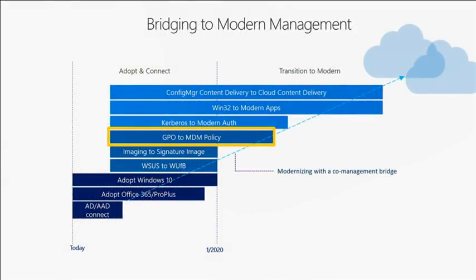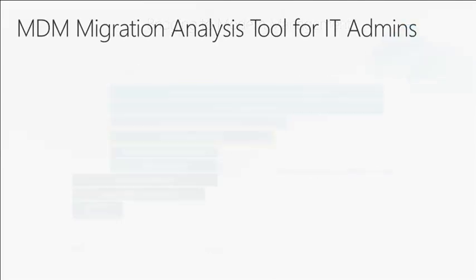The next thing is, as you think about modernizing your management and moving it into the cloud, you have a bunch of group policies that are controlling your environment today, that are making sure your PCs are compliant. How do you move that over to the MDM? Or how do you move that to Intune and use MDM policies?